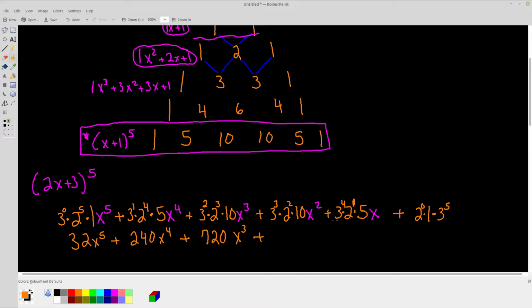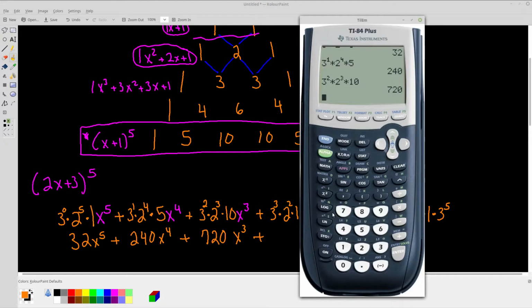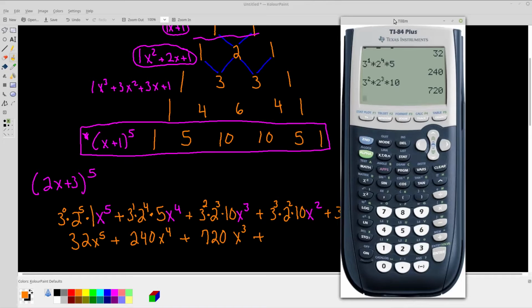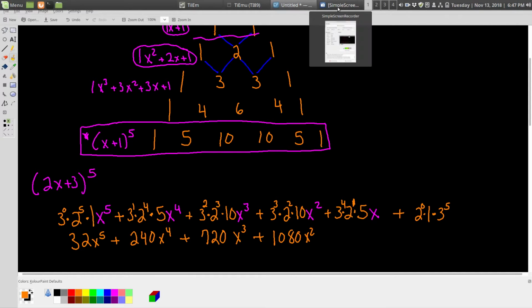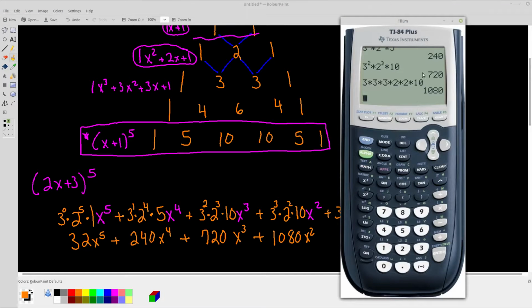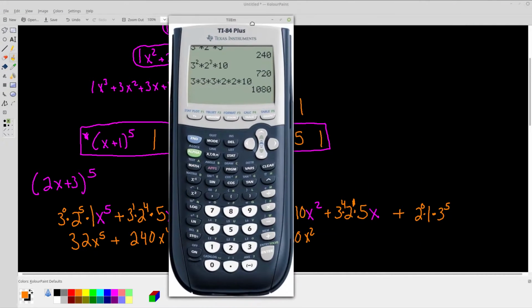Plus, alright, we need to enter the next one into the calculator. Let's see. This might be faster just by 3 times 3 times 3 times 2 times 2 times 10. Alright, I get 1080, so let's write that down. We have 1080x squared. We're almost done. Still, this beats multiplying it all the way out by hand, okay? I know you're probably thinking, I could already have been done. Well, if you could, more power to you. You might be able to go faster than I can actually type it onto the calculator.